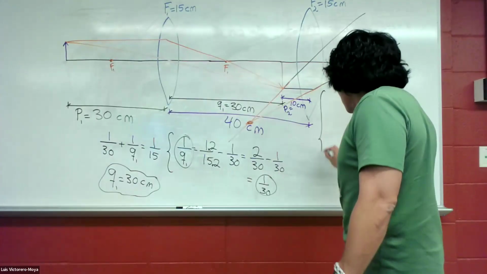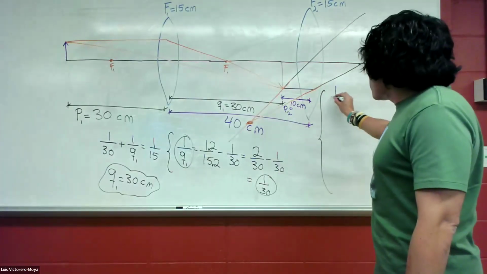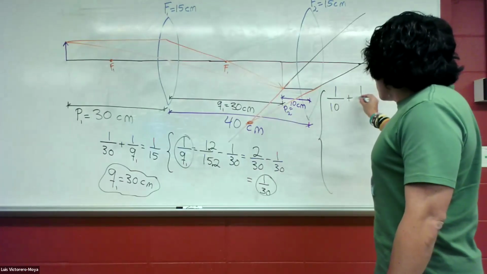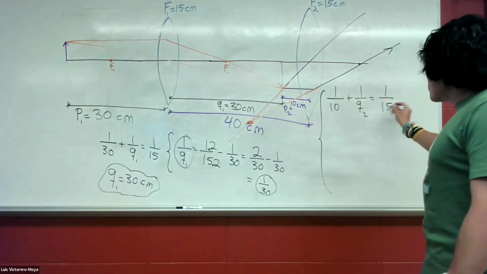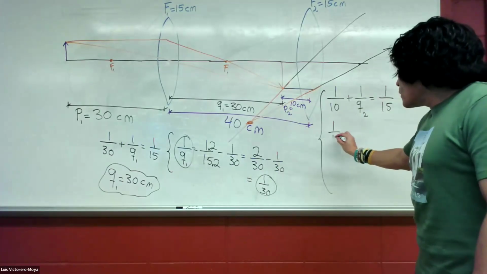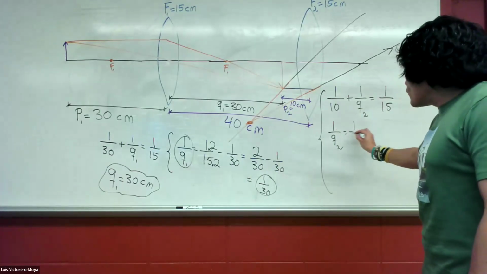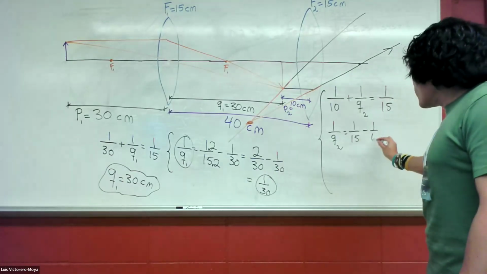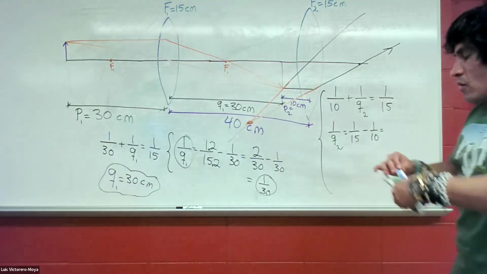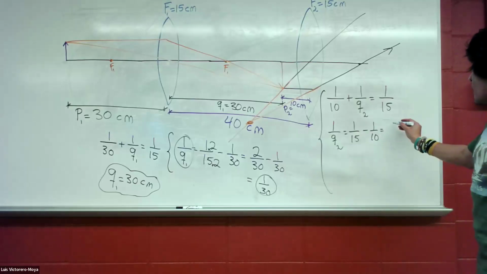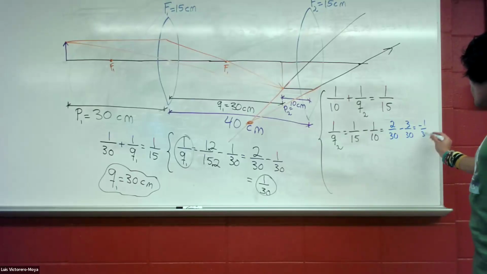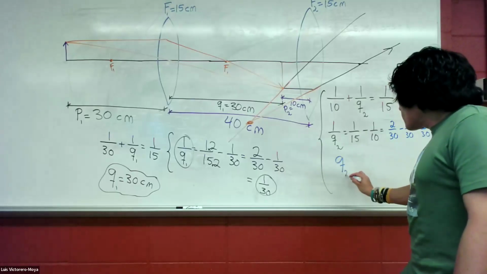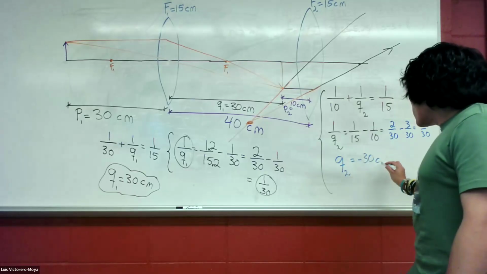For the second lens, 1 over 10, that's still positive, plus 1 over Q2 equals 1 over 15. Yeah, it's going to be negative. So what happens? 1 over Q2 is 1 over 15 minus 1 over 10. That's 2 over 30 minus 3 over 30. That's negative 1 over 30. So Q2 is negative 30 centimeters.